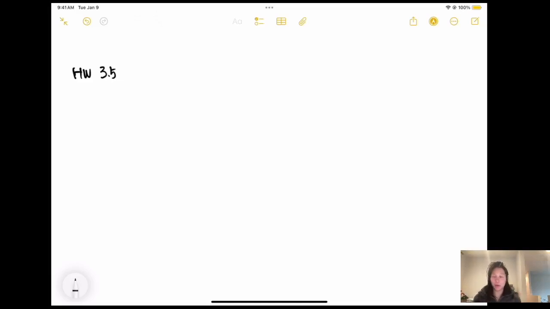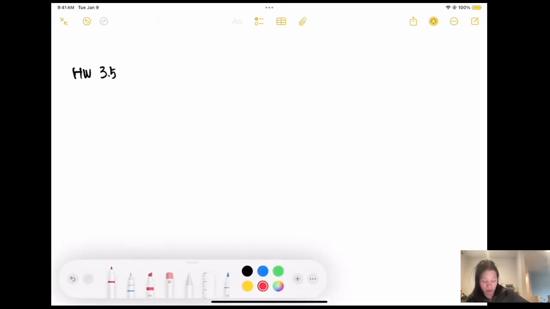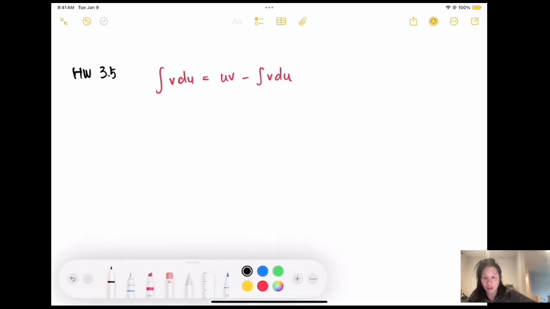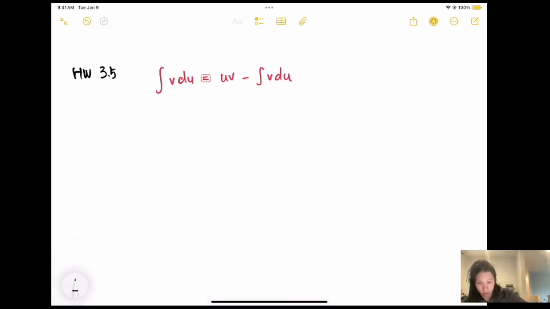In this homework, we will be mainly focused on integration by parts. So let's recall the formula. Integration by parts: the integral of u dv is equal to uv minus the integral of v du. The most important part is choosing u and dv. Now let's take a look at some homework problems and try to work with them.